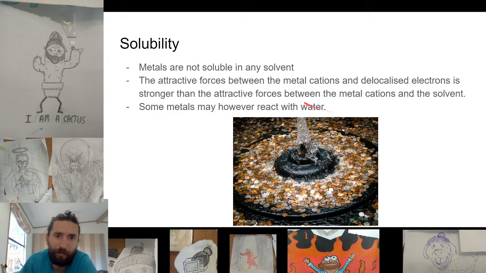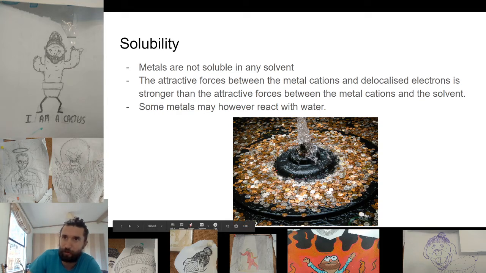It does say down the bottom, some metals may react with water. So if you throw a piece of a nail in some water, it's going to rust, and eventually that rust will dissolve. The rust may dissolve in water, but the actual metal itself doesn't. It's got to form rust first. So metals are not soluble in water. Here's a wishing well down the bottom. It's got heaps of coins in it.